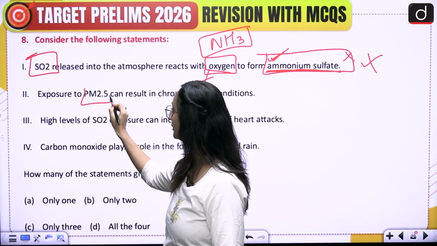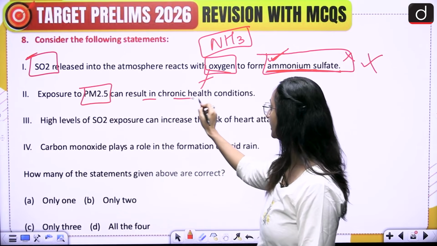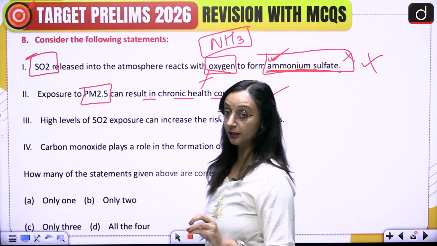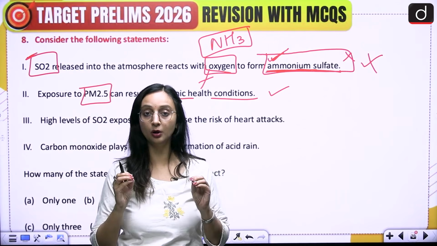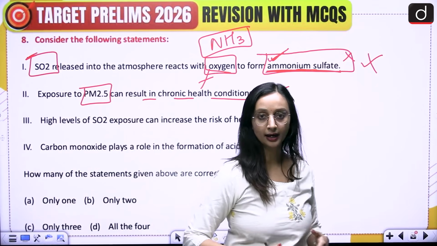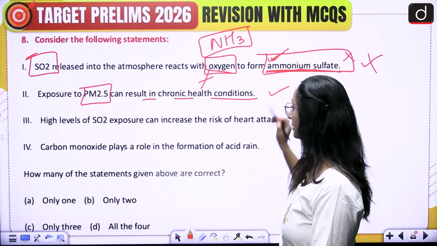Exposure to PM 2.5, another pollutant that we saw under AQI, can result in chronic health conditions. Correct. PM 2.5 is very fine particulate matter. This has the capacity to go deep into your lungs, and then it can cause very chronic diseases, asthma, bronchitis and everything, because it's very fine particulate matter. Okay, so this statement is correct.